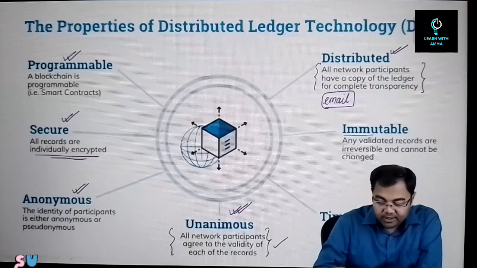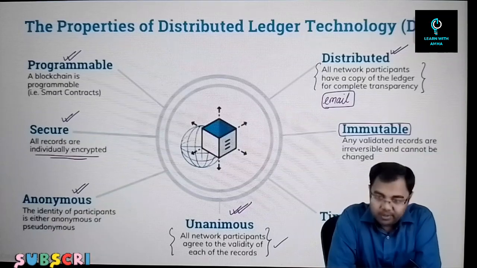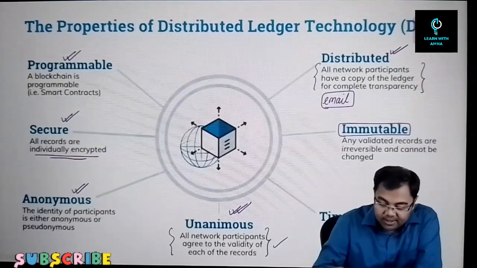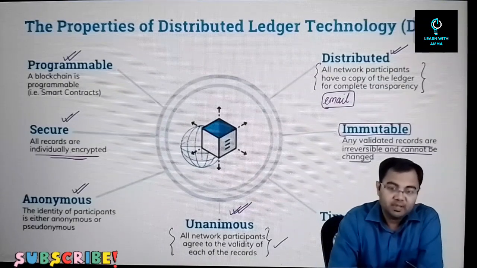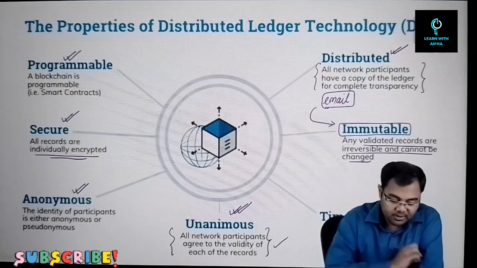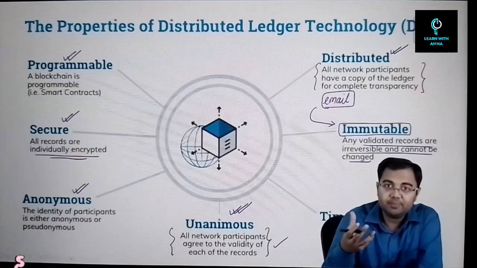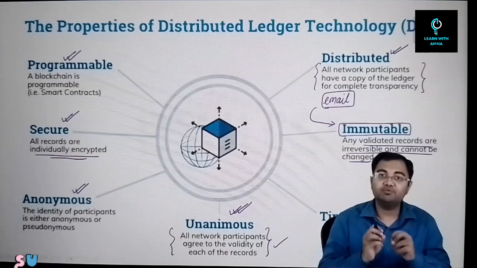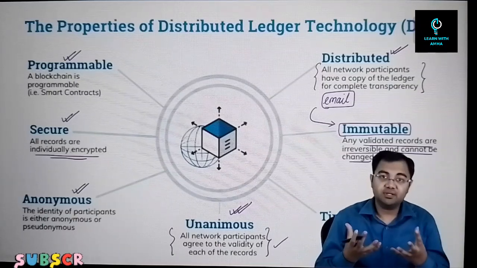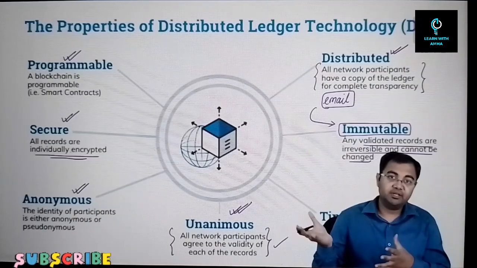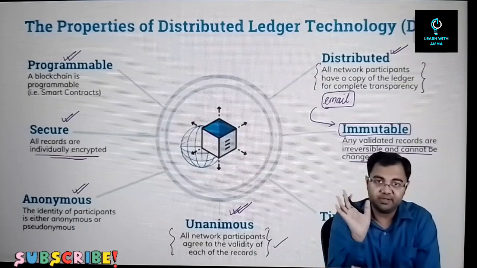Then one very important part, as we discussed initially, is that it is immutable, meaning that all the validated records are irreversible and cannot be changed. Again, the same example comes here: you cannot simply change the entire setup. One after the other, the information will be added. So for example, instead of paying 5,000, as I had taken the example initially, let's say I paid 7,000 by mistake.